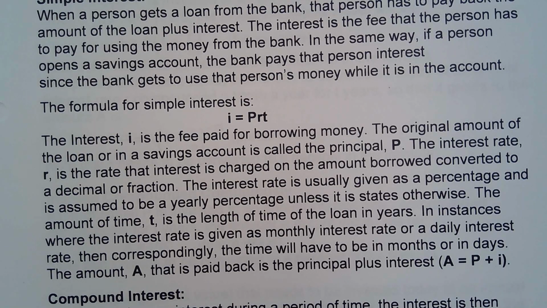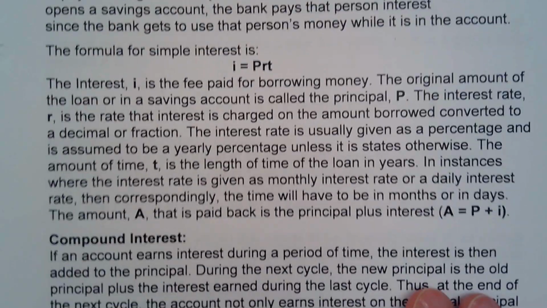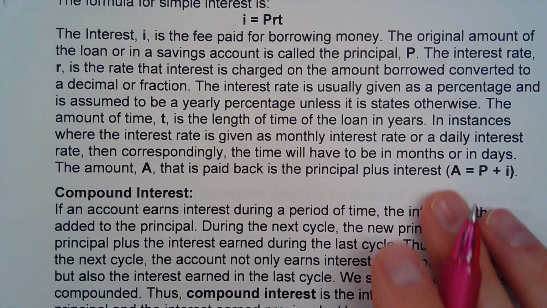So for instance, where the interest rate is given as a monthly interest rate or a daily interest rate, then correspondingly your time would need to be in months or days. And the amount A is the amount that you pay back as principal plus interest.